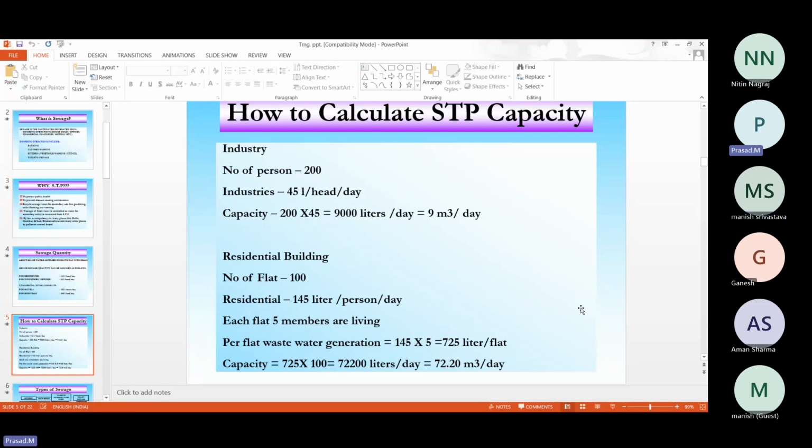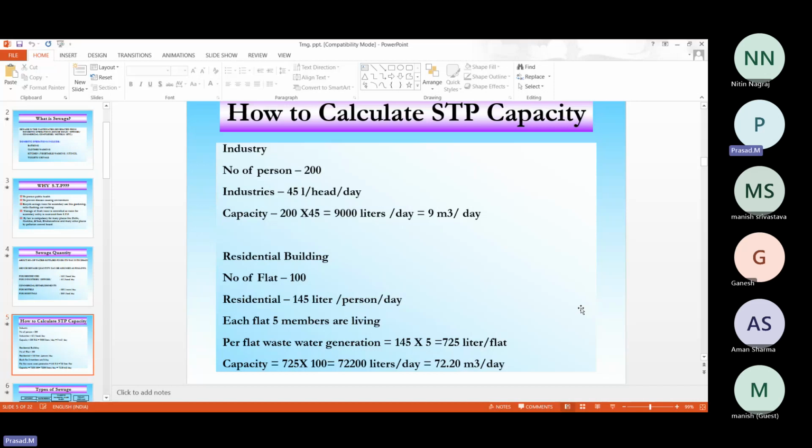So by using this assumption, you can calculate the capacity of STP. So this is the simple way how to calculate the STP capacity. The same residential building, this is another example. Number of flats is 100. In residential, we can say 145 liter per person per day. So each flat, 5 members are living. This is the assumption. So per flat, wastewater generation will be 725 liter per flat.